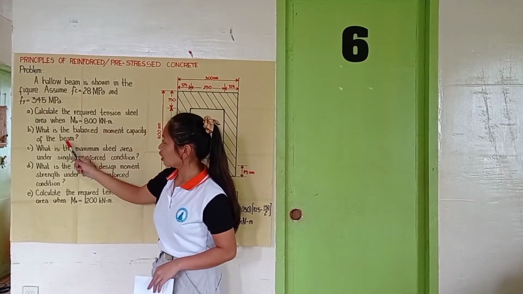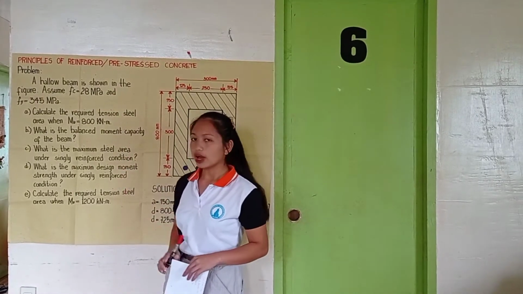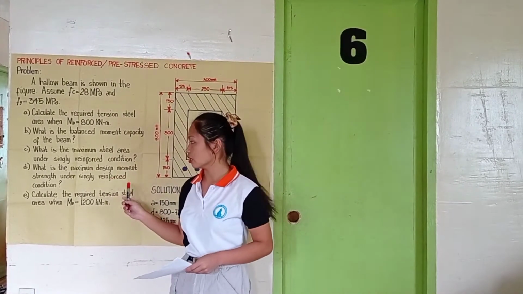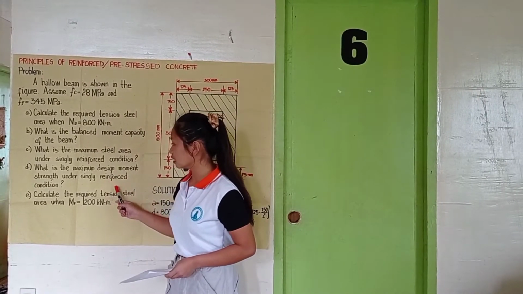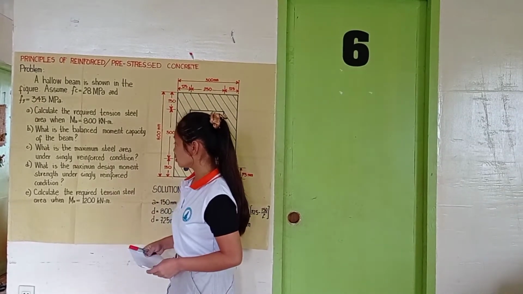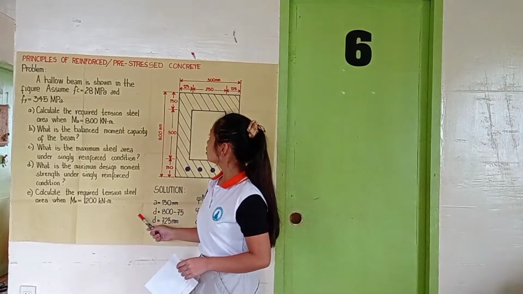Letter B, what is the balance moment capacity of the beam? Letter C, what is the maximum steel area under singly reinforced condition? Letter D, what is the maximum design moment strength under singly reinforced condition? And lastly, calculate the required tension steel area when Mu equals 1,200 kilonewton meters.